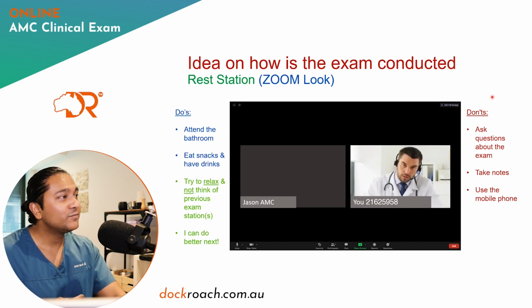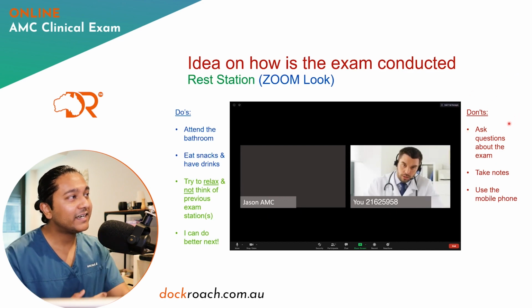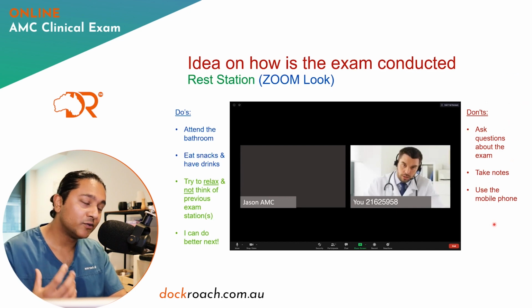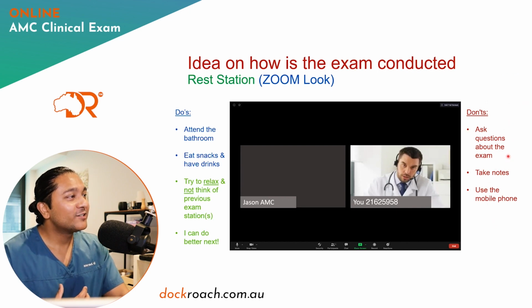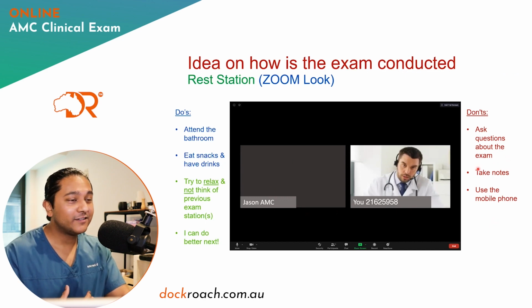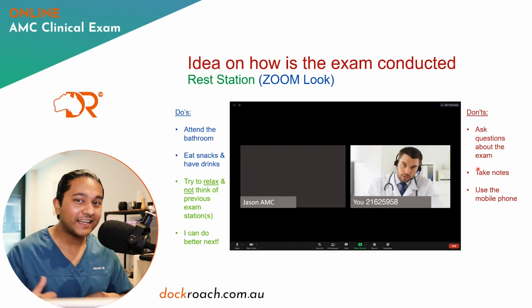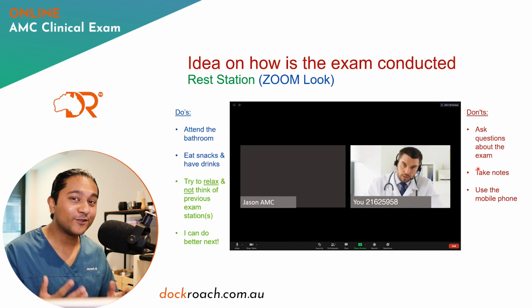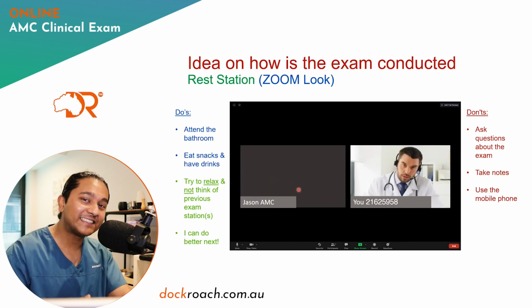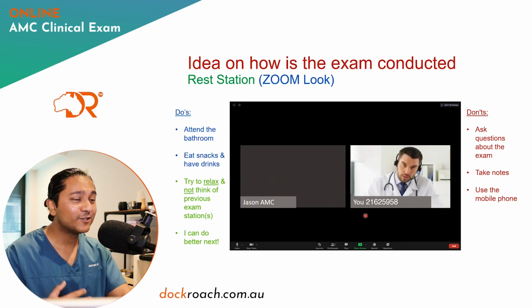And now guys, let's move on to the right side of the screen. Let's talk about what you can't do during the rest station. So the first thing you can't do is ask the invigilator about your exam performance. You can't say, hey Jason, what do you think I did in the last station? First of all, that person doesn't know. Jason, or whoever the invigilator is here, has not been in your previous exam station. They will not know that. So don't bother asking.